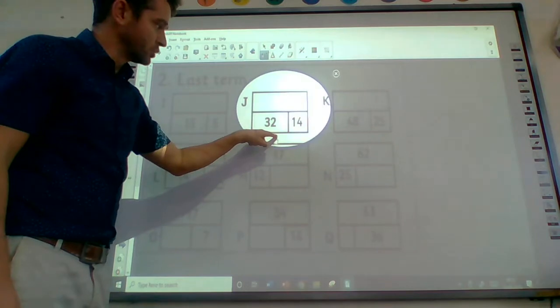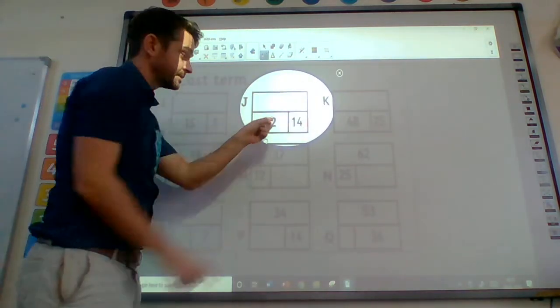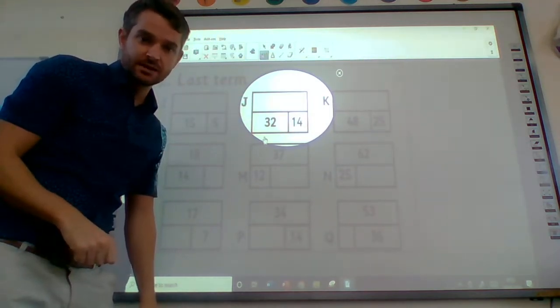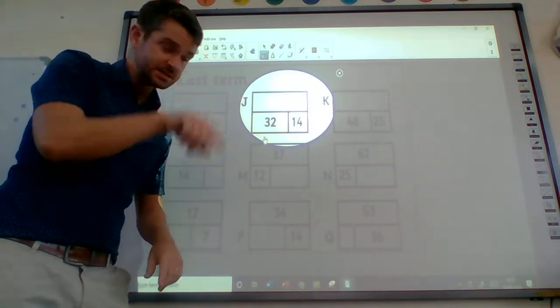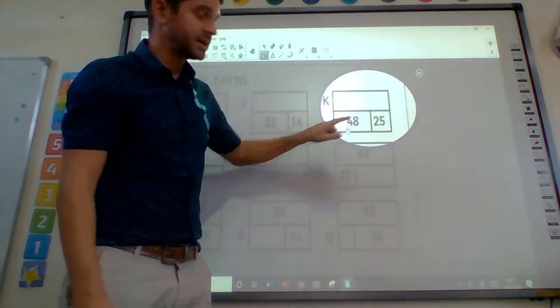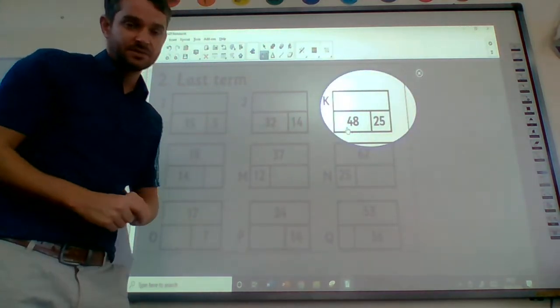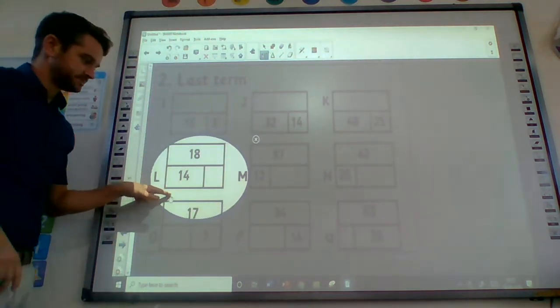They get a little bit more complicated, where we add these two together to make this one, and you might have to draw 10s and 1s to work that out. So for J, you might need to draw 10s and 1s to add these two numbers together. And the same thing for K. You might have to draw 10s and 1s to add some things together.